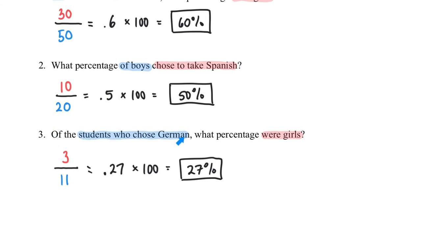So the key to these two-way frequency tables is looking for this keyword of. That's going to give you the denominator of your fraction. And then the other part will tell you the numerator of your fraction. Divide to get your decimal, multiply by 100 to get your percentage.